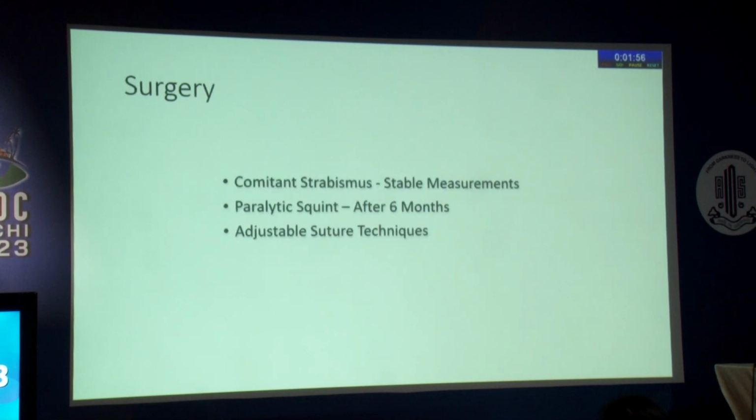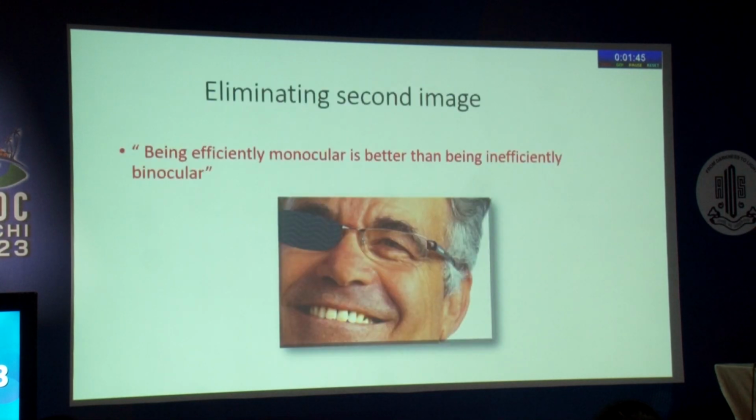Surgery is needed whenever there is an indication. In comitant strabismus, whenever we are able to get stable measurements, we can operate. In paralytic strabismus, after 6 months, and wherever needed, adjustable suture techniques have to be used. The second important thing is to eliminate the second image. Sometimes being efficiently monocular is better than being inefficiently binocular.